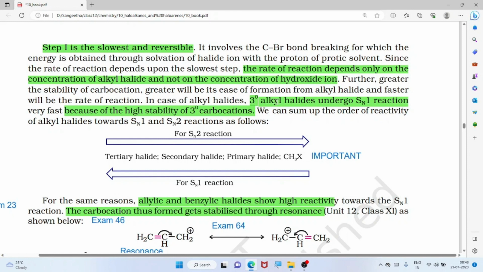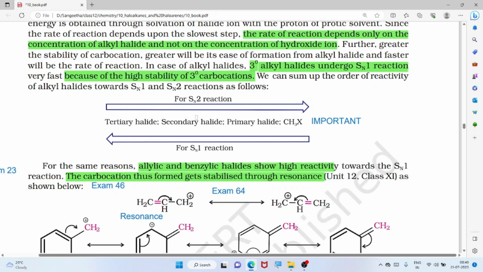So the reactivity here is the reverse. Tertiary alkyl halide undergoes SN1 reaction very fast because of the high stability of tertiary carbocations. In SN2, tertiary is less reactive, secondary more reactive, primary is the most reactive. But SN1 is the opposite. Tertiary is more reactive than primary.